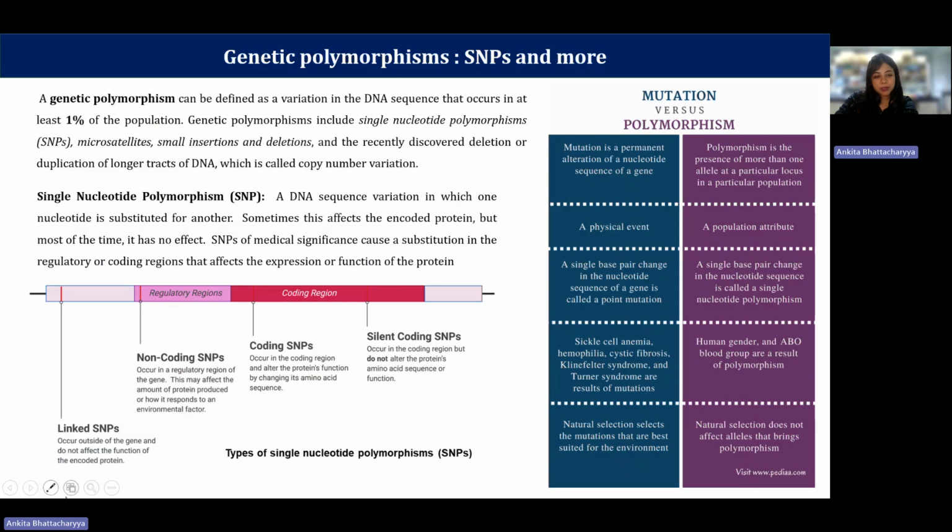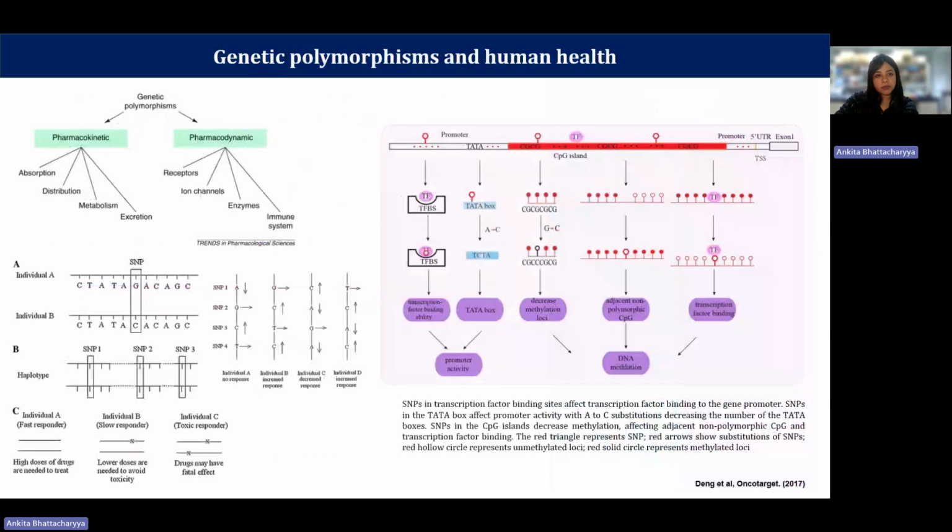Then you have linked SNPs, which are outside of the gene body and do not affect the function of the encoded protein, but they are SNPs which are somewhere close. Then you have silent coding SNPs, which are present in the coding region but do not alter the protein's amino acid sequence. So they are present, but they are not really getting translated into a problem. So this is mutation versus polymorphism: permanent alteration versus the presence of more than one allele. It's a physical versus population attribute, and there are a number of different differences.